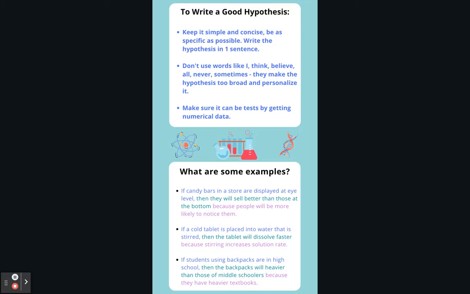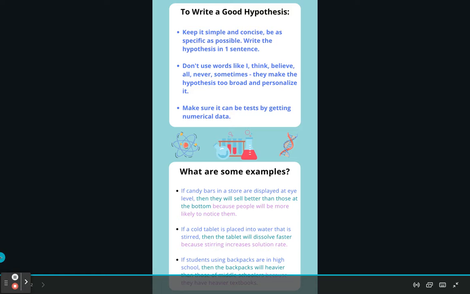In blue is my independent variable, starting with if. If a cold tablet is placed into water that is stirred, now here comes my prediction in green, then the tablet will dissolve faster. And finally in purple, my researched reasoning, because stirring increases the solution rate. So altogether, that would read as, if a cold tablet is placed into water that is stirred, then the tablet will dissolve faster because stirring increases the solution rate. And finally, let's look at this last example down below.